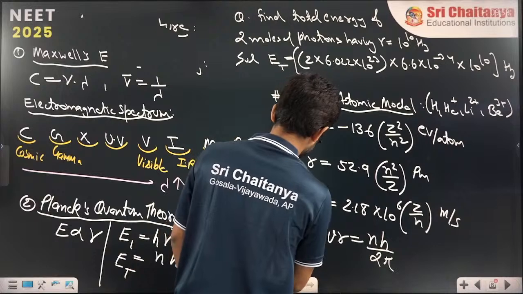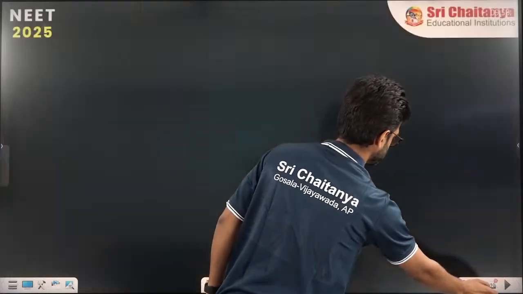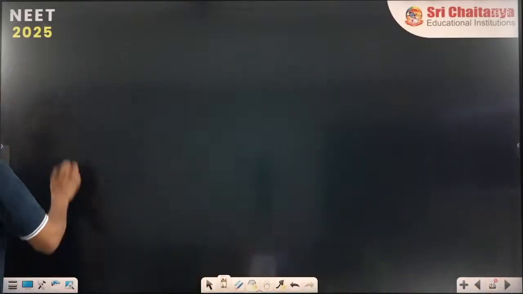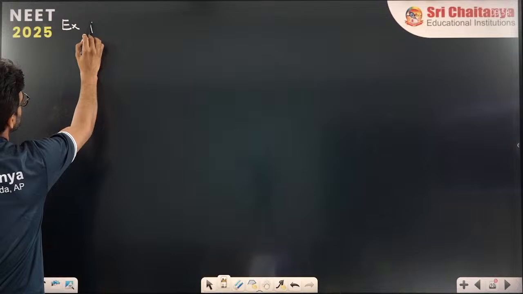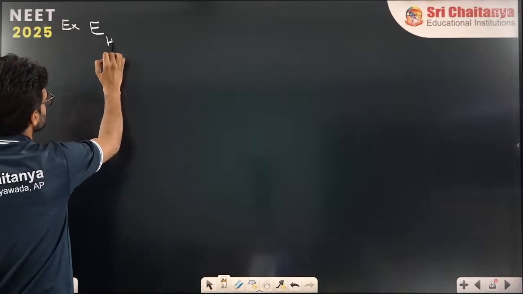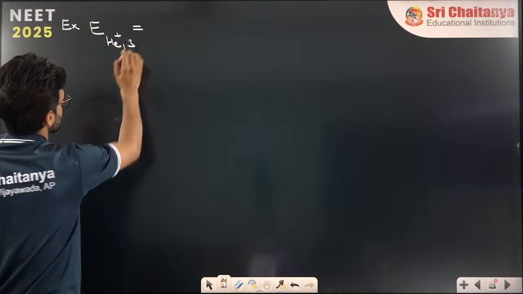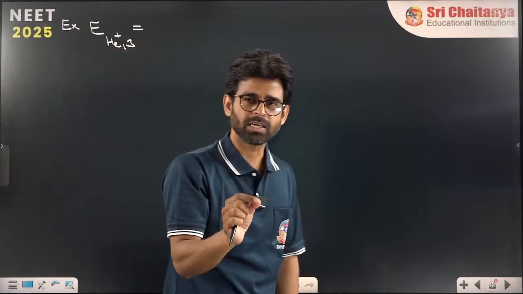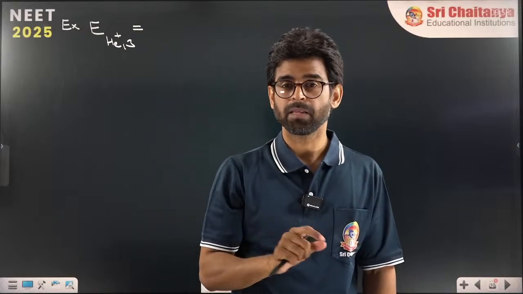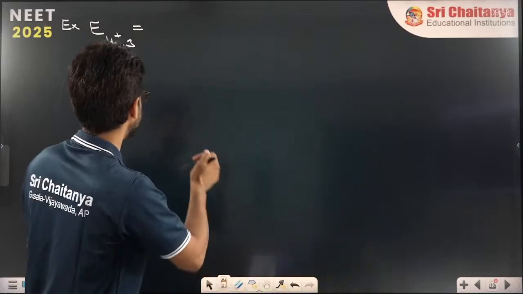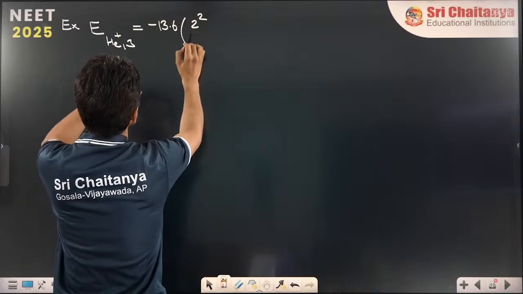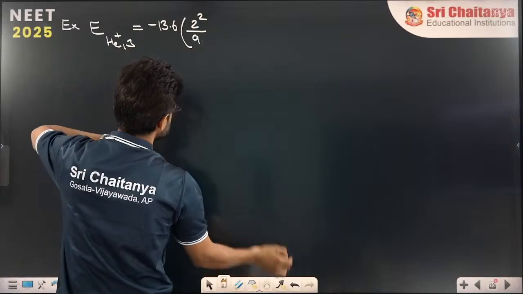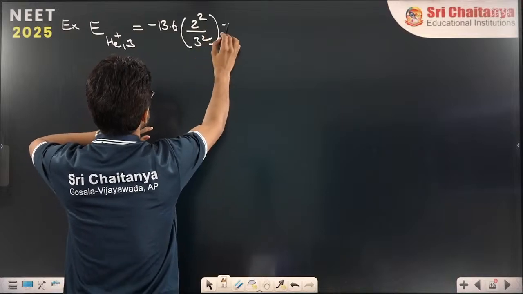Okay, we can take the next slide. Imagine I'm giving an example. I am finding the energy of the third shell of helium plus ion. For helium, what is the Z value? 2, right? Apply the formula: minus 13.6 Z square by n square, where n is 3, so 3 square. In which units? Electron volt.